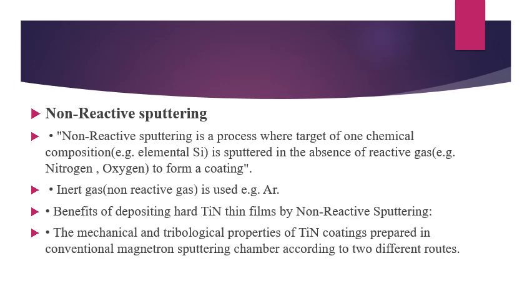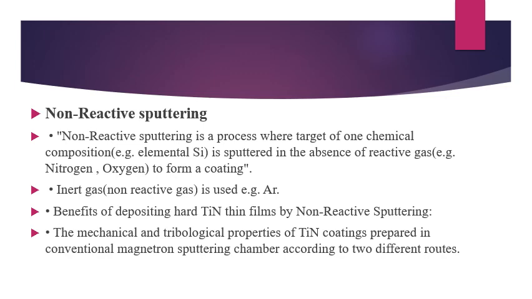Non-reactive sputtering. Non-reactive sputtering is a process with a target of one chemical composition. For example, elemental silicon is sputtered in the absence of reactive gas, for example nitrogen or oxygen, to form a coating. Inert gas, for example argon, is used. Benefit of depositing hard titanium nitride thin films by non-reactive sputtering.